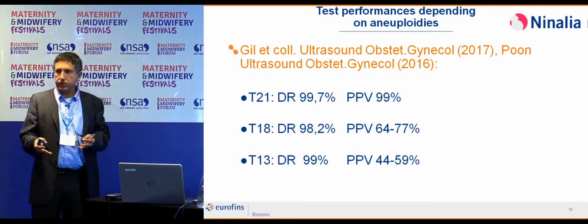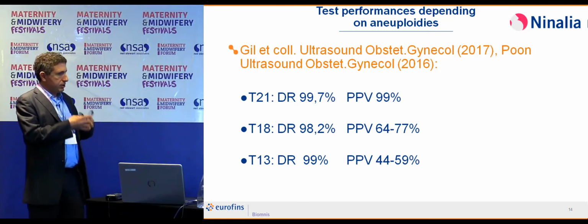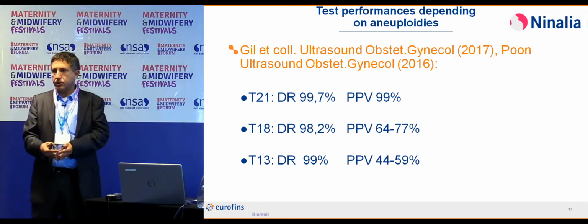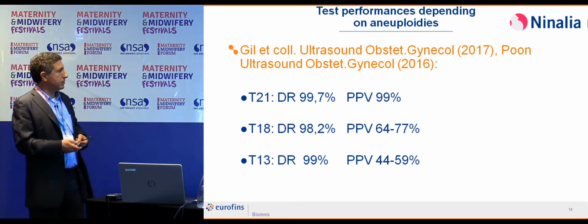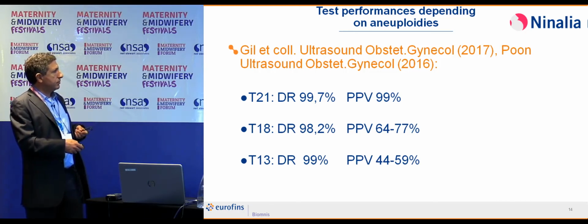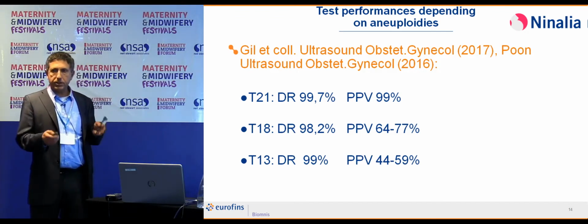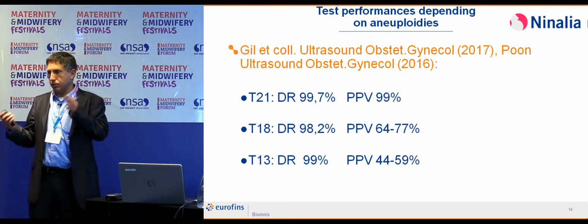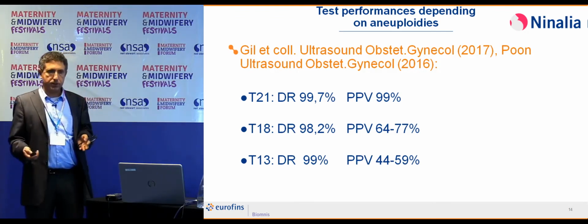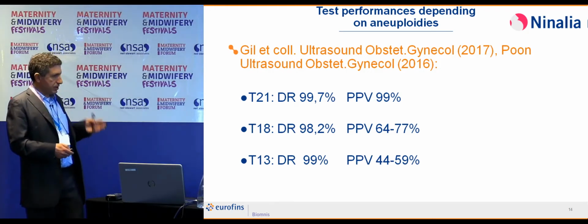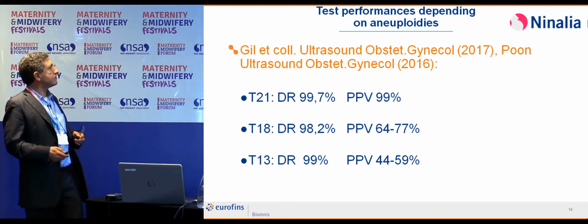It's not a diagnosis test. If you want to have a diagnosis, you have to practice amniocentesis or chorionic villus sampling. So anyway, even for trisomy 21, if you have 99% positive predictive value, if you have any NIPS positive, you have to control it with amniocentesis. The diagnosis is by amniocentesis.